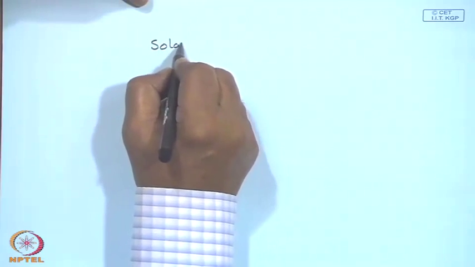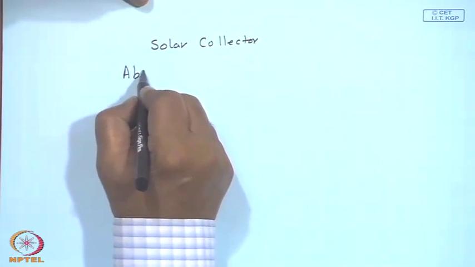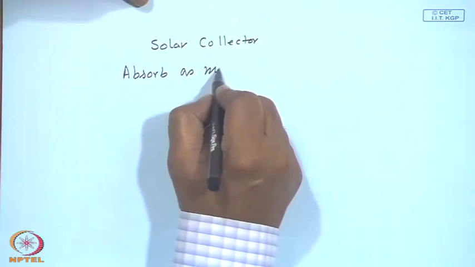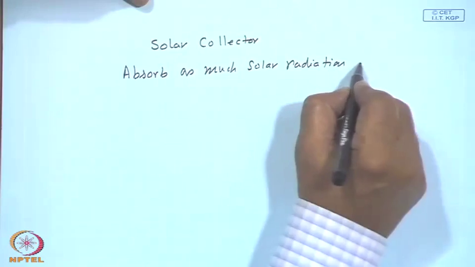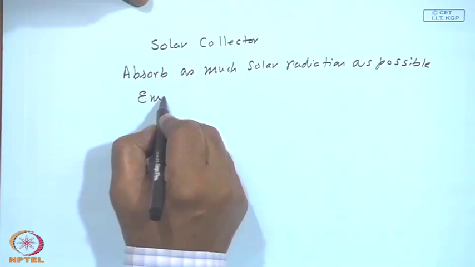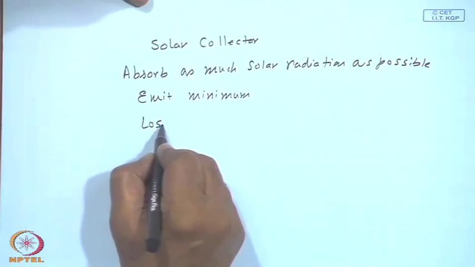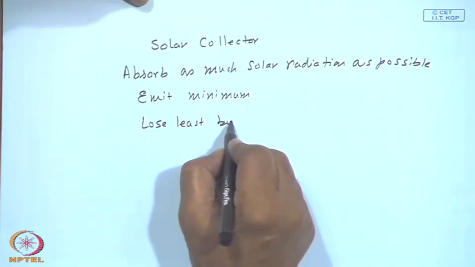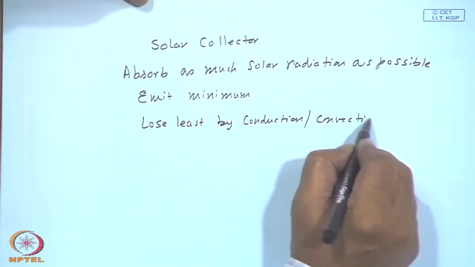So, the philosophy of the solar collector, in general a thermal collector, should be to absorb as much solar radiation as possible, but then an absorbing surface shall emit also, but emit minimum possible, and lose least by conduction or convection process.